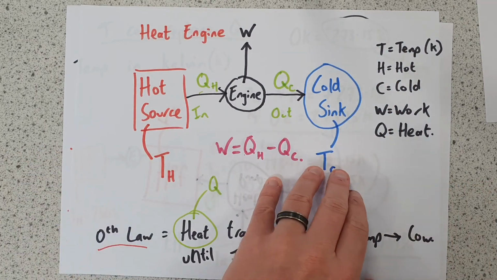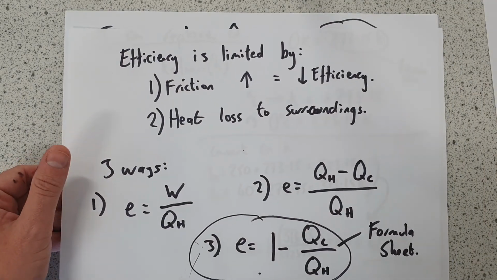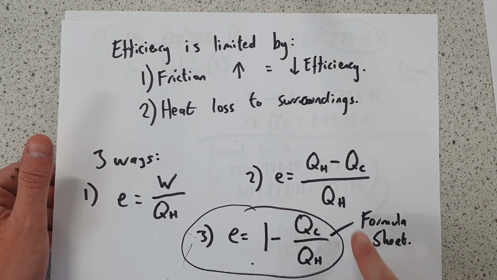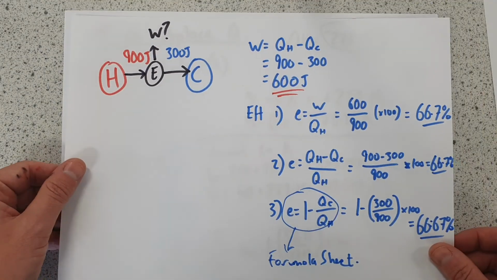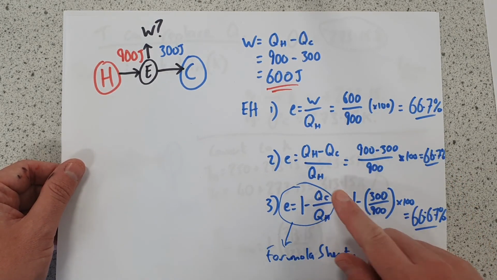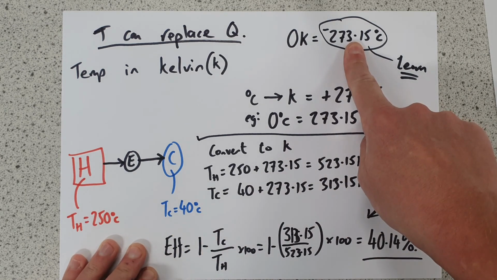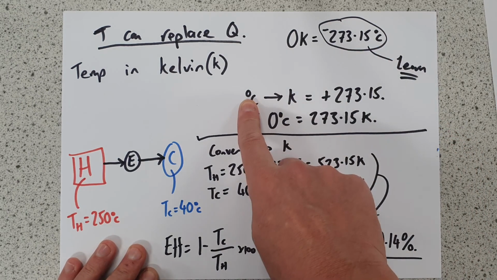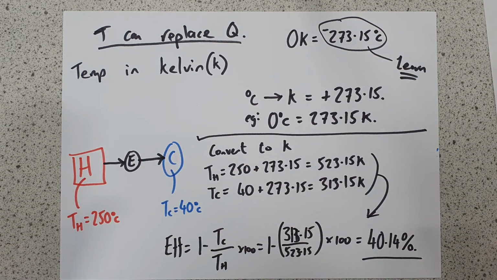We understand the zeroth law. From this, we talked about how efficiency is limited by friction and heat loss to the surroundings. We talked about the 3 ways to calculate efficiency, with this one being the really important one you need to use in the exam. We gave an example of that and we worked through it. What I would suggest is you just practice this. So this is using one of the formula sheet questions. This is another one that you're given on the formula sheet. We're learning this number here. So this is 273.15 to convert from degrees into Kelvin, and we're able to calculate the efficiency of an engine according to temperature.